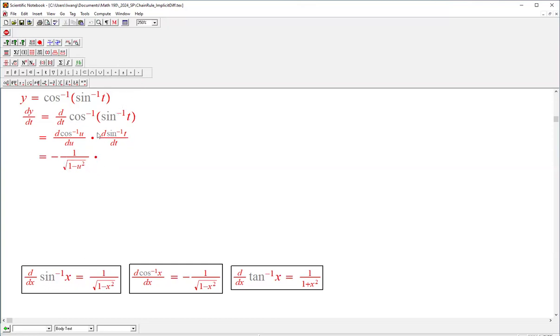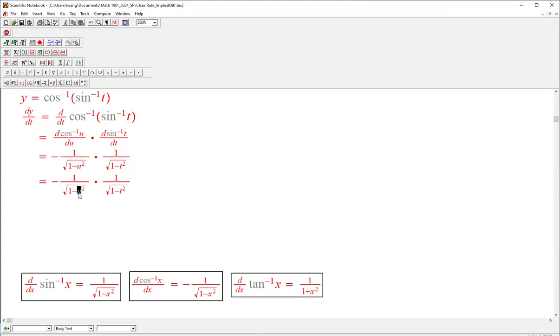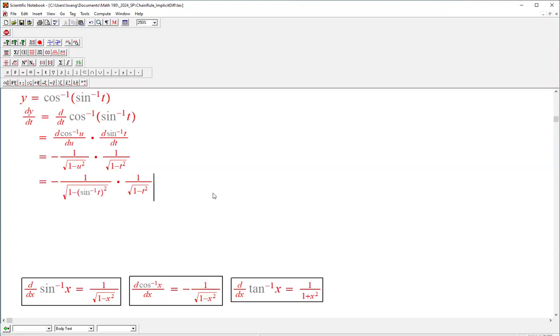Multiply arc sine of t. So that's going to be 1 over square root of 1 minus t squared. Now, in the last step, we're going to substitute u by its equal, which is arc sine t. That's it. Consider that done.